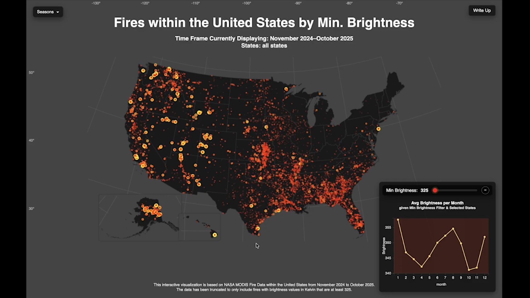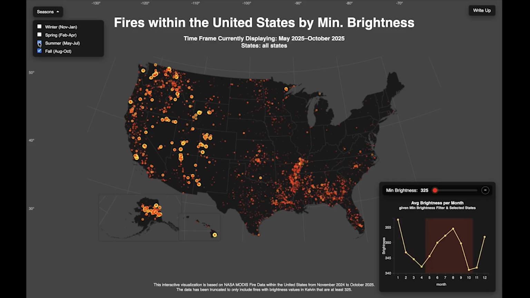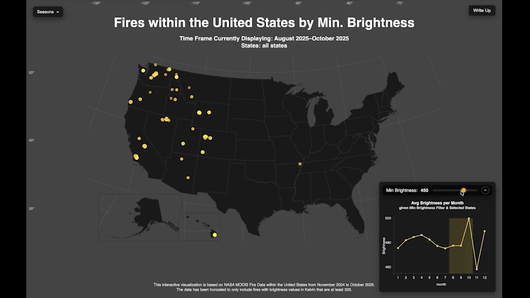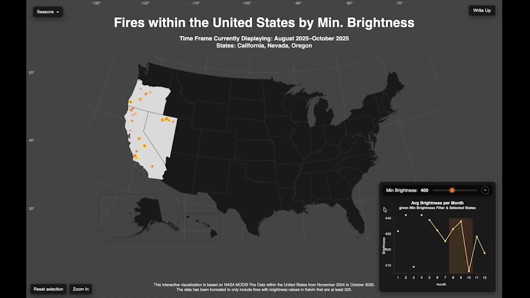Regarding the interactions we provide in our map, we have three primary filters. Seasons, so we could see which seasons the fire occurred in. Minimum brightness, to see the minimum brightness in Kelvin of the fires we're specifically looking at, as well as states. The dynamic line graph of average brightness per month updates in accordance with all of these.